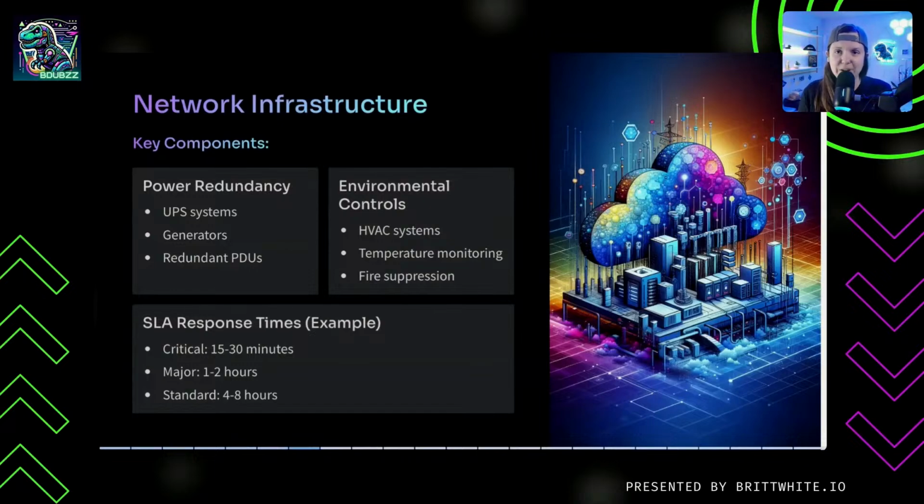For example, with critical problems, we should expect a resolution within 15 to 30 minutes. Major issues might get a 1 to 2 hour window, while standard problems have 4 to 8 hours to resolve. These SLAs include specific penalties if these targets aren't met. Of course, proper maintenance prevents many problems before they ever start. We schedule regular maintenance during off-peak hours, follow strict change management procedures, and carefully assess the potential impact of any infrastructure changes before implementing them.